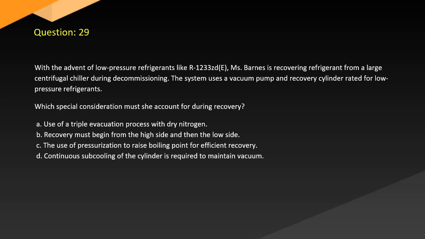Question 29. With the advent of low-pressure refrigerants like R1233zd, Barnes is recovering refrigerant from a large centrifugal chiller during decommissioning. The system uses a vacuum pump and a recovery cylinder rated for low-pressure refrigerants. Which special consideration must she account for during recovery? A. Use of a triple evacuation process with dry nitrogen. B. Recovery must begin from the high side and then the low side. C. Use of pressurization to raise boiling point for efficient recovery. D. Continuous subcooling of the cylinder is required to maintain vacuum.